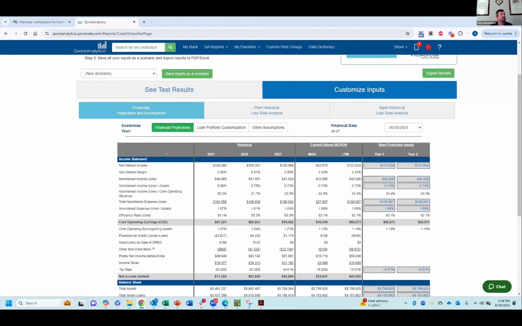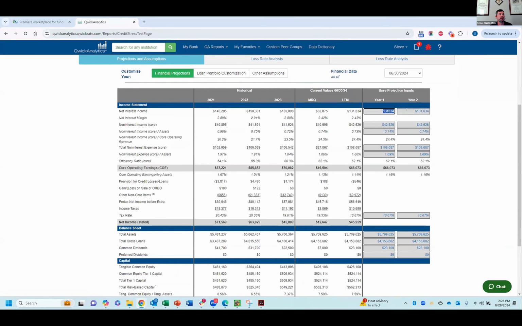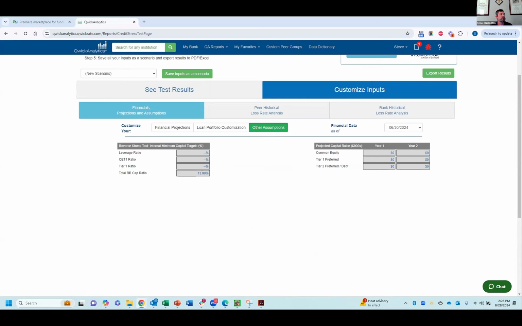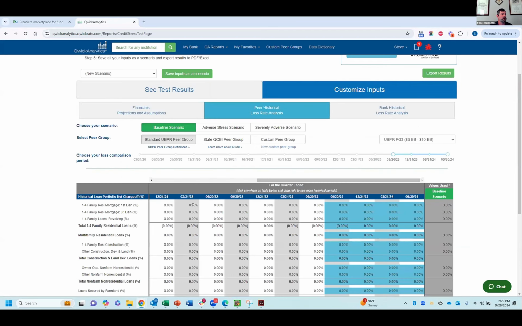Certainly. So we start with financial projections, where we can plug in income statement and middle-of-the-road balance sheet projections moving forward. This is where we can customize the loan portfolio, and this is where we can plug in internal capital targets for our reverse stress test and plug in additional capital raise amounts after we have run the tool if we feel like iterating. On the peer data, first we would choose a peer group.